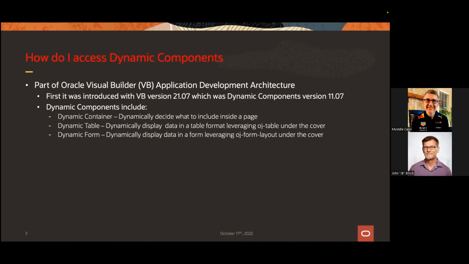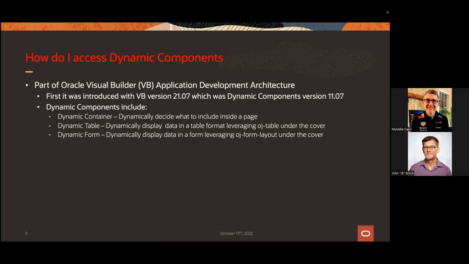So how do I get dynamic components? The good news is dynamic components are already there in Visual Builder. You don't have to do any installation or configuration. It's part of Visual Builder starting 21.07. When you allow dynamic components for your applications, there are three flavors of it. A dynamic container essentially segregates your page into sections. Sometimes you want to define your pages in sections that serve a specific purpose.